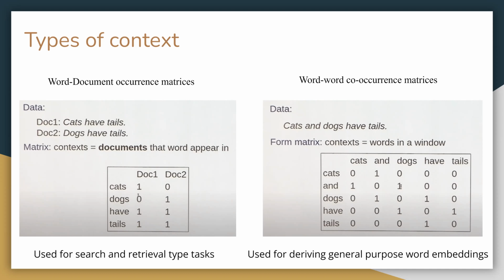However, the ijth term is equal to the number of times that the ith and jth words in the vocabulary occur within some maximum distance from each other. Here, distance is measured as the number of words in between them. Word-document co-occurrence matrices are typically used for search and retrieval type tasks. For general natural language processing tasks, we use the word-word co-occurrence matrix.